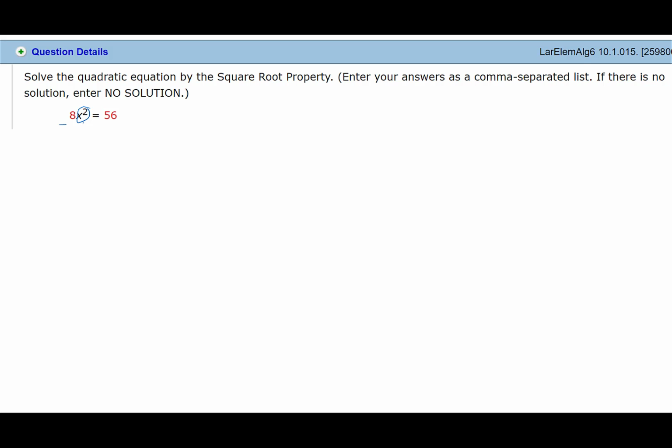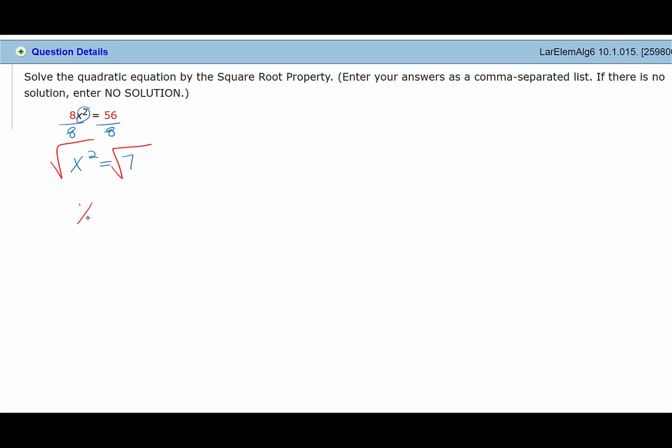And so what that means is the first step is you'll divide both sides by 8. Now you have x squared equals 7. And just like when we were working with radical equations, we use the exponent to cancel the radical symbol. We're going to do just the opposite. We're going to use the radical symbol to cancel the exponent. So we'll take the square root of both sides.